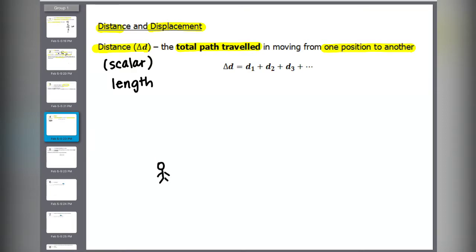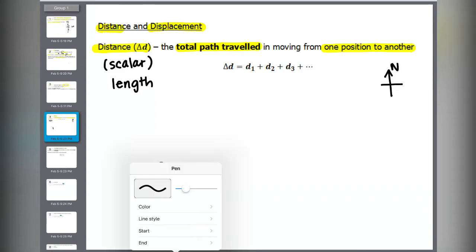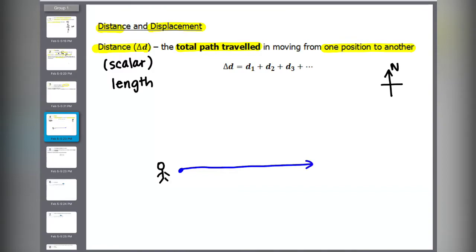So this person walks. If I say this is northeast, southwest, I'm just making things up. He started here and traveled towards the east for 10 meters, and then he travels towards the west for 6 meters. If I ask you what is the total distance this person traveled, the total distance is delta D. Does it make sense that I would just add the 10 and the 6 together? So 16 meters is the total distance. There's no direction involved. You just add them all up.